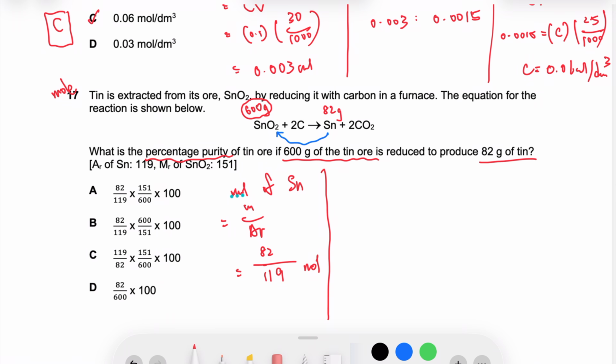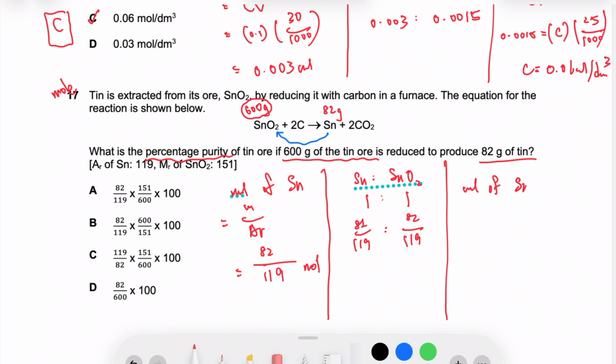That's the mole. Next, your mole ratio, Sn to SnO2. So the ratio is 1:1. So if I have 82 over 119, this will be 82 over 119 as well. And lastly, I want to find the mass. So I have the mole of SnO2 equals mass over Mr. 82 over 119 equals mass over 151. So your mass will be 82 over 119 times 151. This will be in terms of gram, okay?